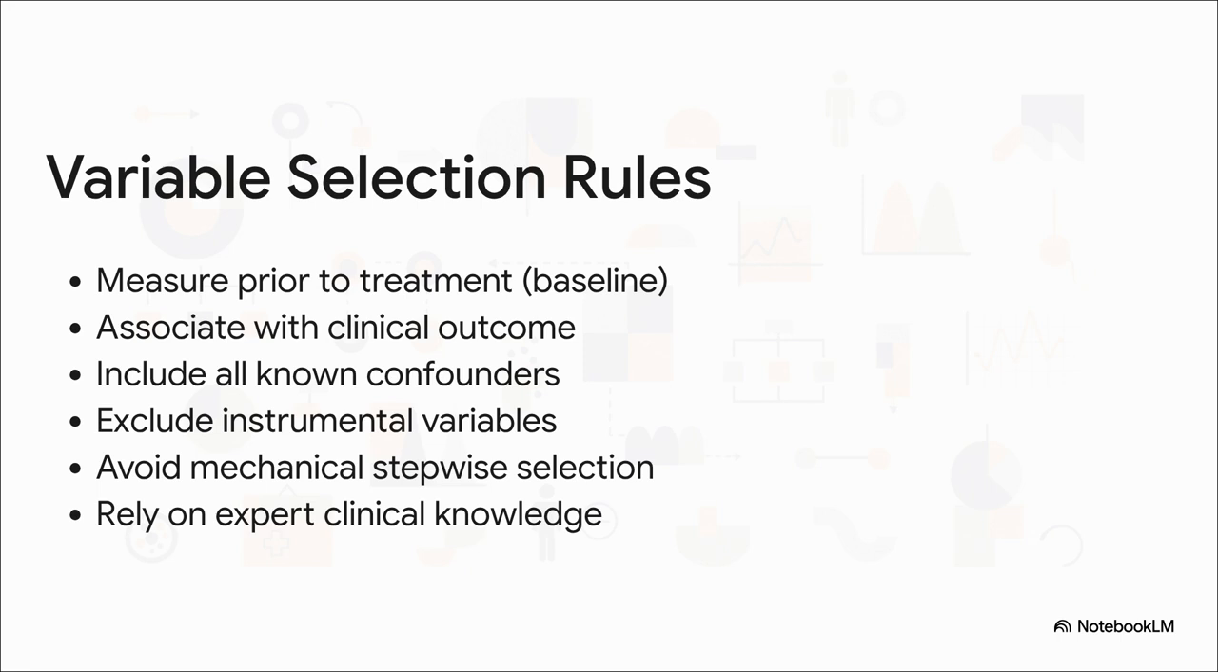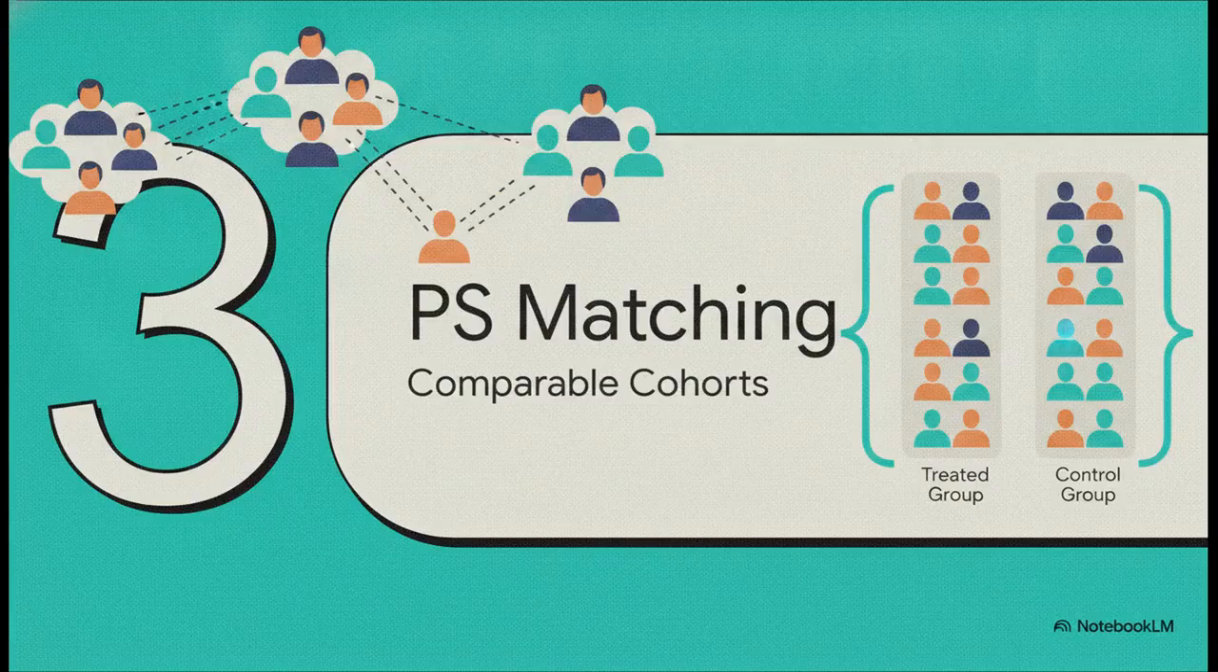Furthermore, avoid mechanical stepwise selection algorithms. Do not let a computer mindlessly pick your variables based on p-values. Base your variable selection on a thorough literature review and your own expert clinical knowledge. To improve the balance in your model, you might need to include higher-order terms or interaction terms. And if you're working with complex datasets, modern approaches increasingly utilize machine learning, like boosted models, to optimally capture nonlinear relationships.